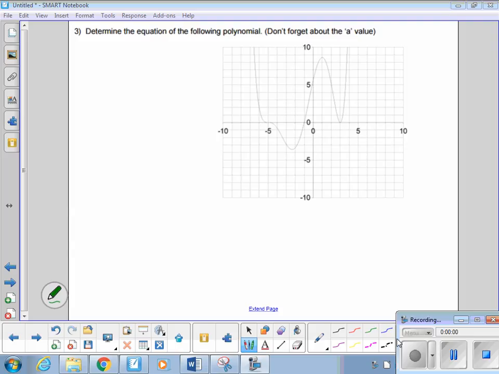Journal question, they ask us to come up with the equation of a graph. So one of the first things that I'm going to do is look to see where it crosses the x-axis and how many times a particular root does cross it. If I start at this spot right here, I can see that's a positive 3.